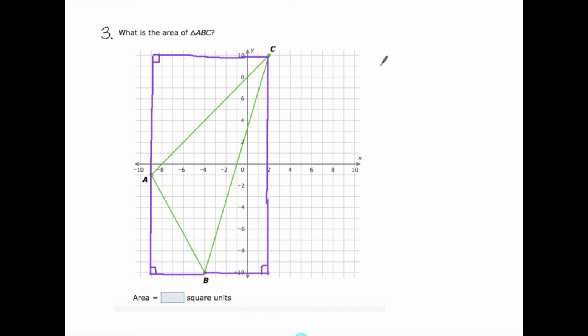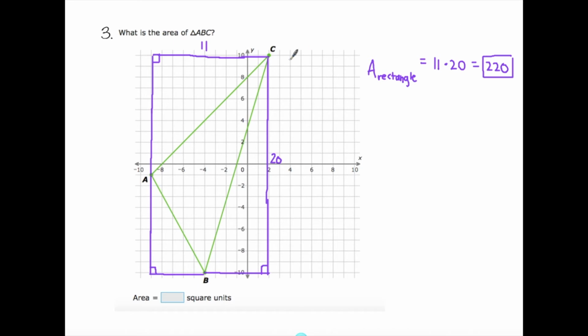First thing we'll do, area of a rectangle. This distance here is 11 units long, and then this distance here looks like it is 20 units long. So for our area of the rectangle, we take the length times the width, 11 times 20, and that gives us 220.